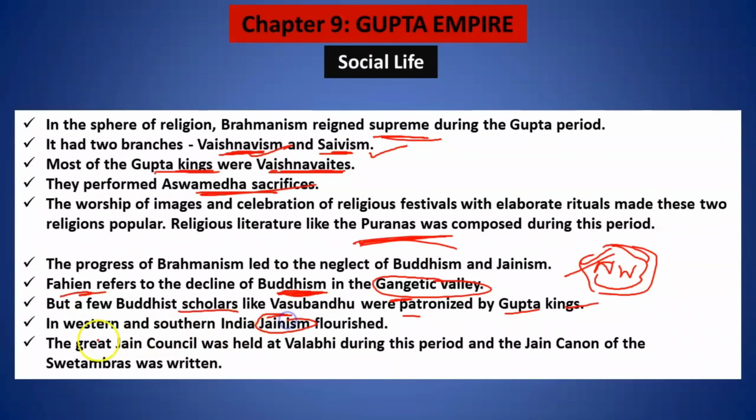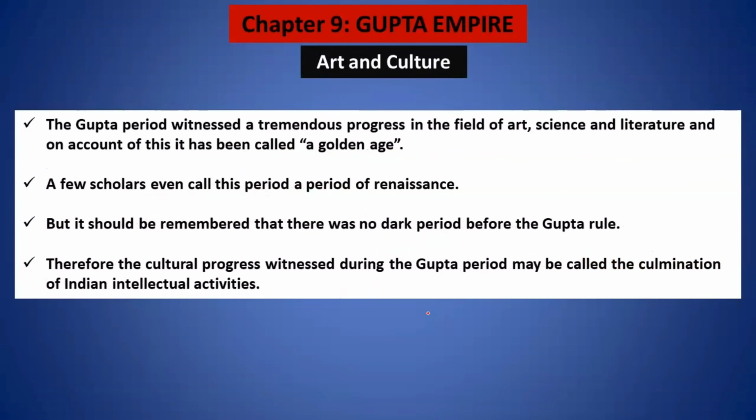If I talk about Jainism, it was prospering in the western and the southern India, not in the Gangetic or the central India. This point should be very clear to all of you. Okay. And this great Jain council, it was conducted at Vallabhi, the Vallabhi council, where this Jain canon, means the writing, all right, their sacred book, it was also written by the Shwetambars. Hope this point is clear.